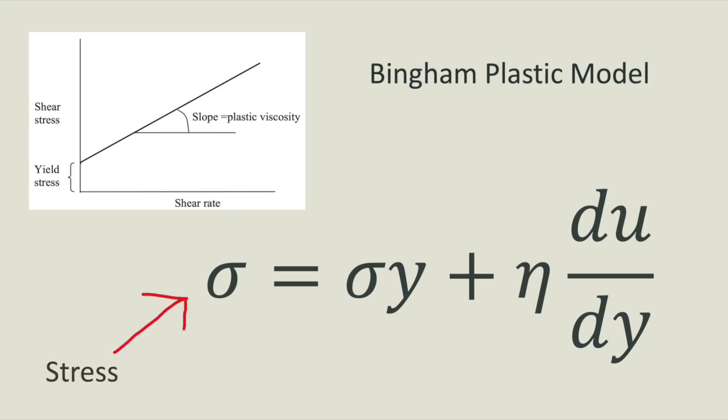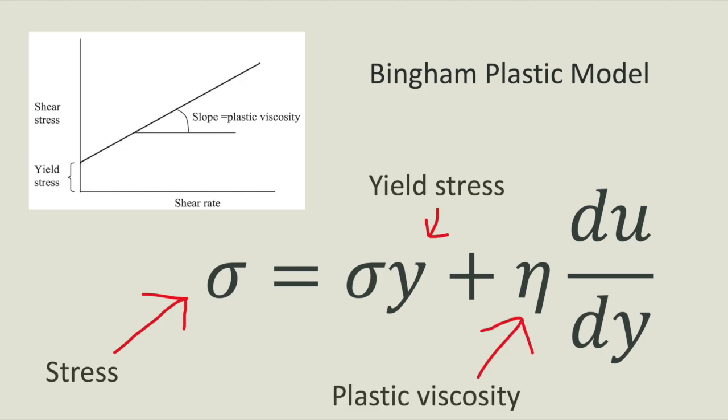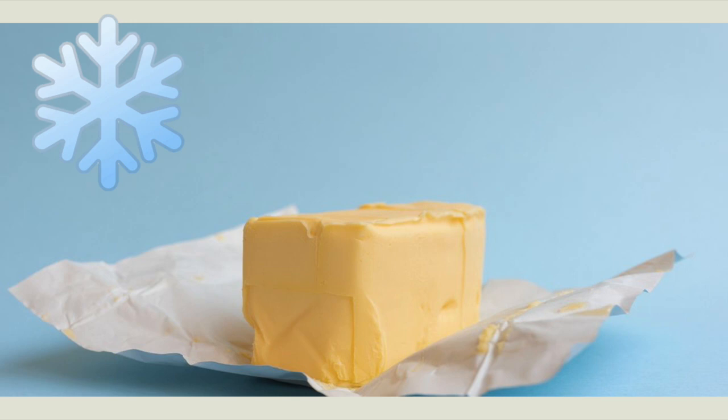The constitutive law for butter, following the Bingham plastic model, is expressed as follows, where sigma is stress, sigma y is the yield stress, eta is the plastic viscosity, and du on dy is the rate of strain. To be more precise, at colder temperatures, butter is stiff and retains its shape, acting like a Hookean elastic solid. It responds linearly to applied stress, and the deformation disappears when the stress is removed.